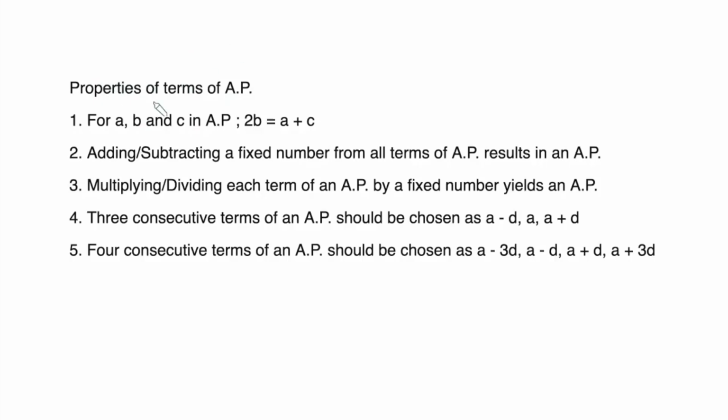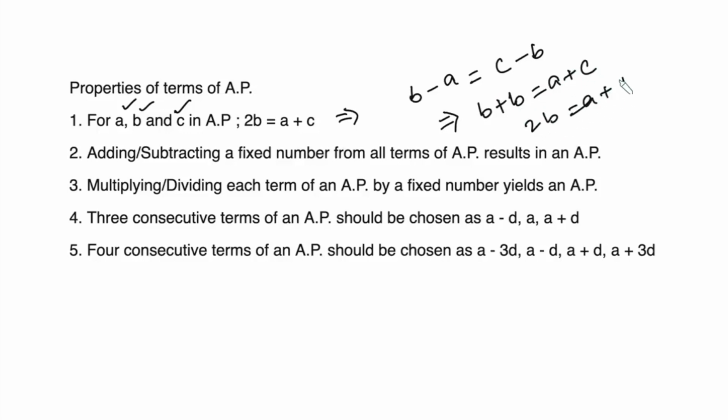Some important properties of terms of an AP. For any A, B, and C in AP, 2B is equal to A plus C. And this comes from the fact that the common difference is the same throughout. So B minus A should be equal to C minus B, simplifying which we get B plus B equals A plus C, or 2B is equal to A plus C.